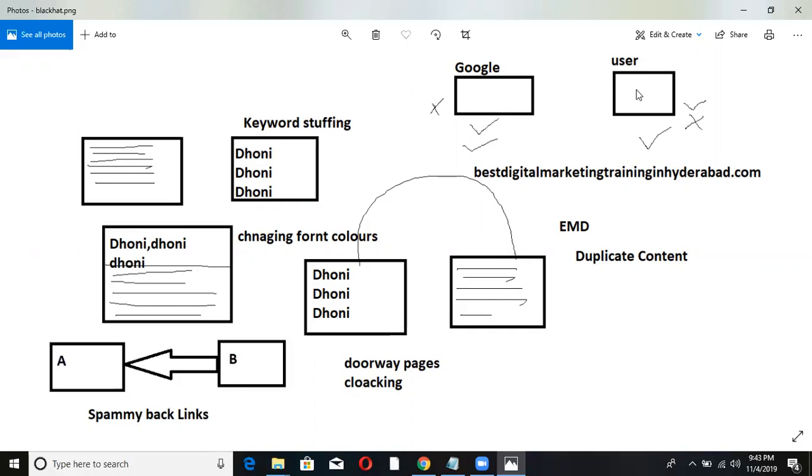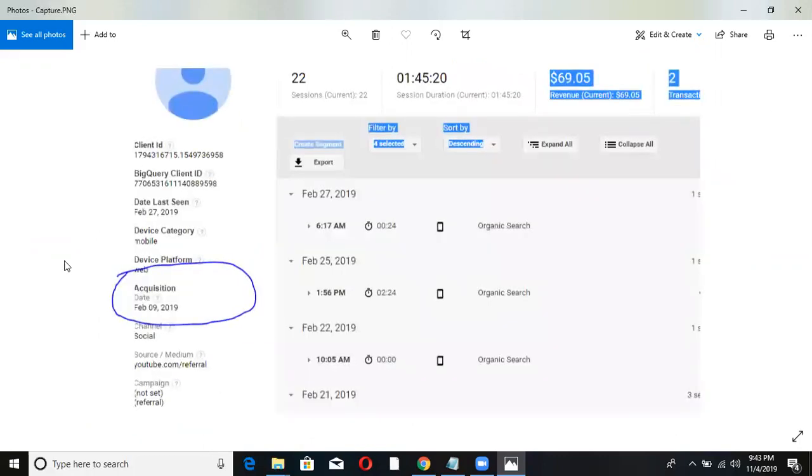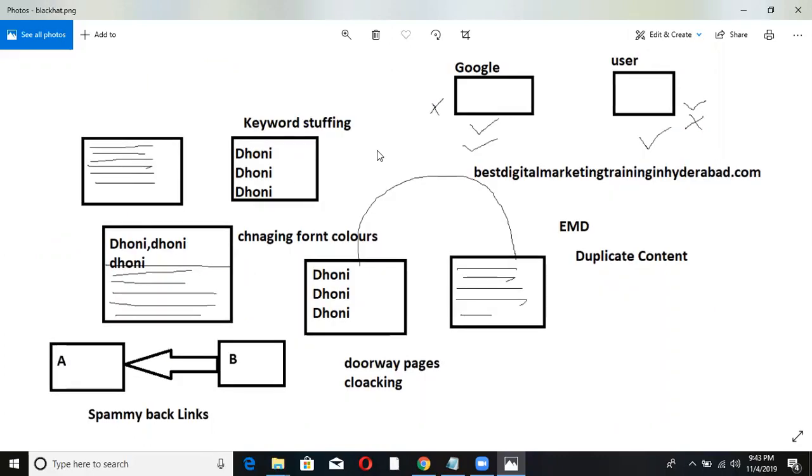Sometimes people call this gray hat also, where you combine both. So how do you learn more about black hat and white hat? I'm teaching that now.